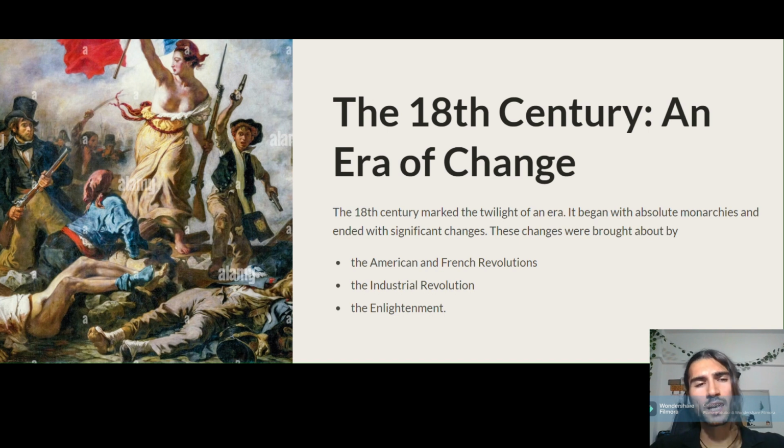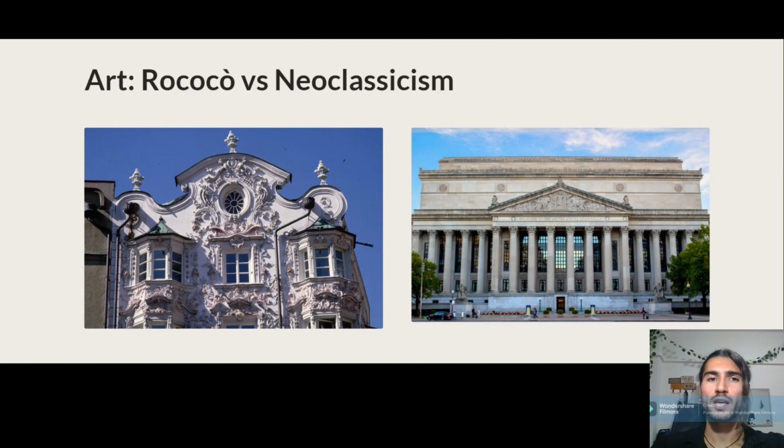The ideas of the Enlightenment, a movement that stressed reason, science, and human rights, were also changing how people thought about their governments, their societies, and themselves. This restlessness in society was also seen in the art of the time, with two very different styles emerging: the Rococo and Neoclassicism. These two movements expressed two opposite sensibilities that reflected the tension and change of the century.